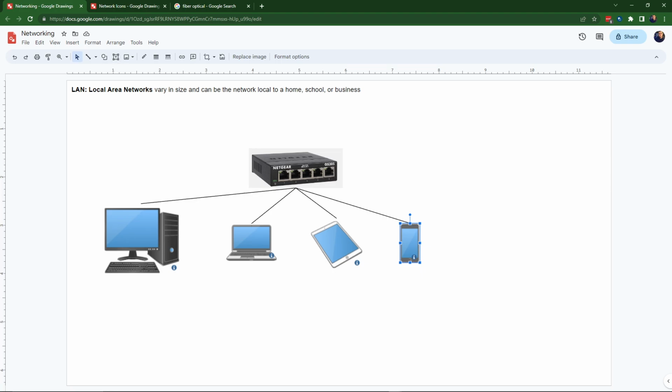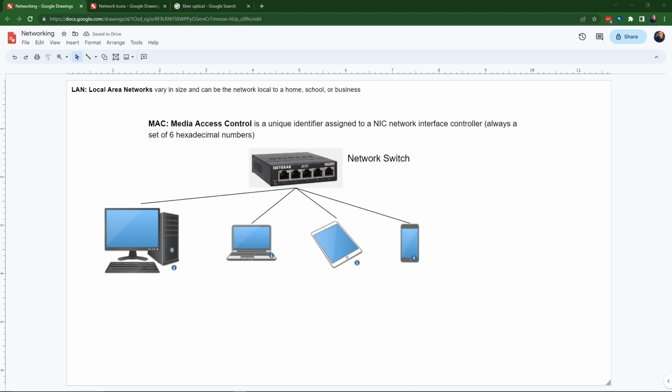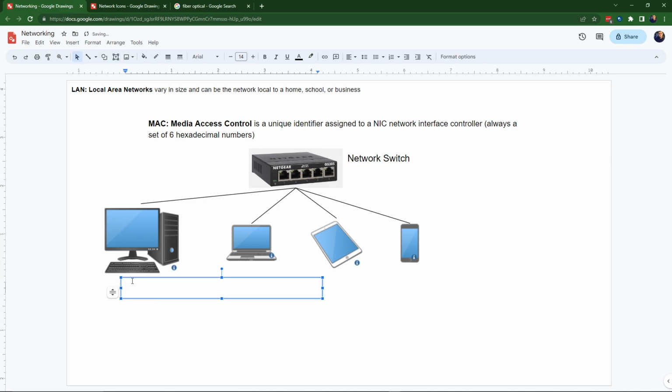So a MAC address. A MAC address, or media access control, is a unique identifier that's assigned to what we call the NIC, or network interface controller, and is always a set of 6 hexadecimal numbers. So each one of these devices, it'll look something like this. And each one of these devices will have their own MAC address.